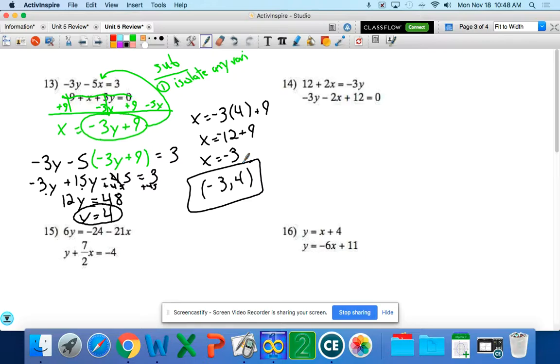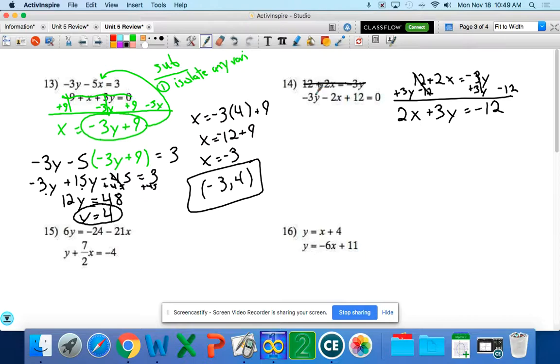So to get elimination, I need all my x's and y's on the same side together. And then I need them in the right order. For this top equation, that's going to be a little bit difficult. So it's 12 plus 2x equals negative 3y. I would add 3y to both sides while subtracting 12 from both sides. I'm going to write the 2x first because that's standard form. That's my top equation done.